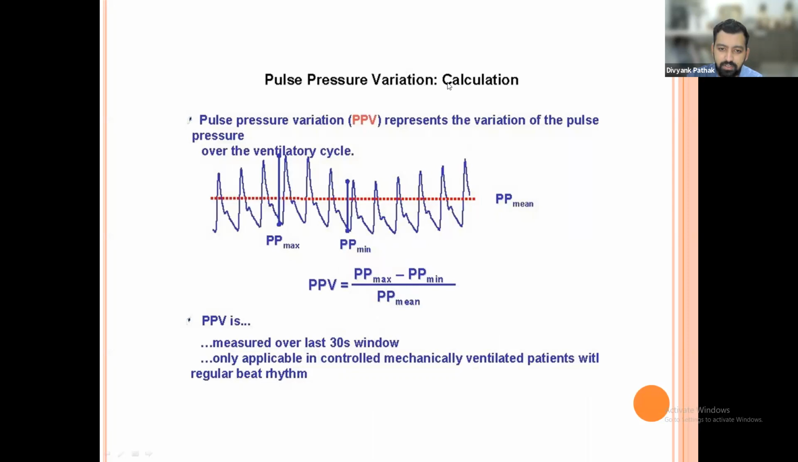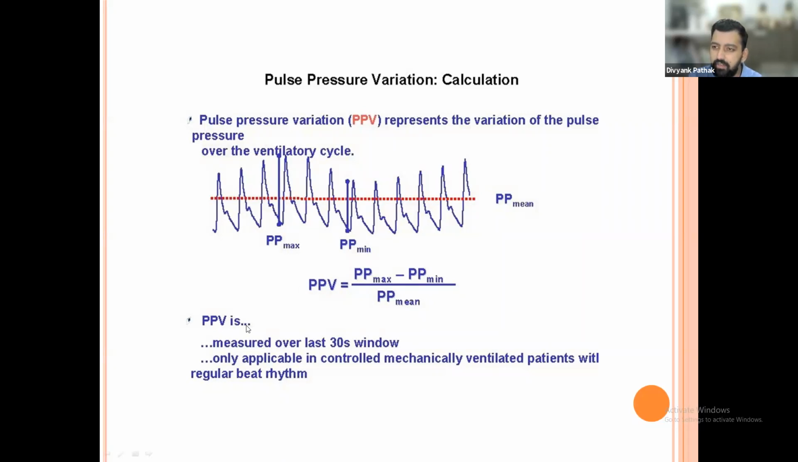Now the pulse pressure variation calculation will be done by PP max minus PP min divided by PP mean. Whenever there is a variation word, the denominator is always mean. In IVC calculation in USG also you have distensibility, you have variability, you have collapsibility. So when the denominator is mean, you mean that you are talking about variation. So when there is pulse pressure variation, you have to take the maximum pulse pressure, the minimum pulse pressure, and divide it by the mean pulse pressure. The pulse pressure variation will be there.